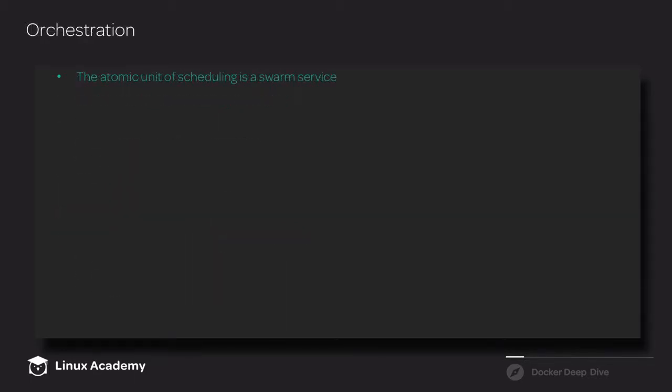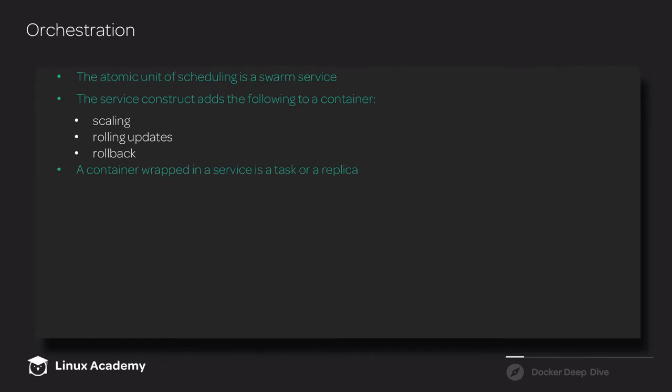In Swarm, the atomic unit of scheduling is the service. This is a new object in the Docker API. And in a nutshell, it's nothing more than a construct that wraps the container, and it gives it additional functionality, such as scaling, the ability to perform rolling updates, as well as rolling back to a previous deploy. And when a container is created by a service, it's typically referred to as a task or a task replica.